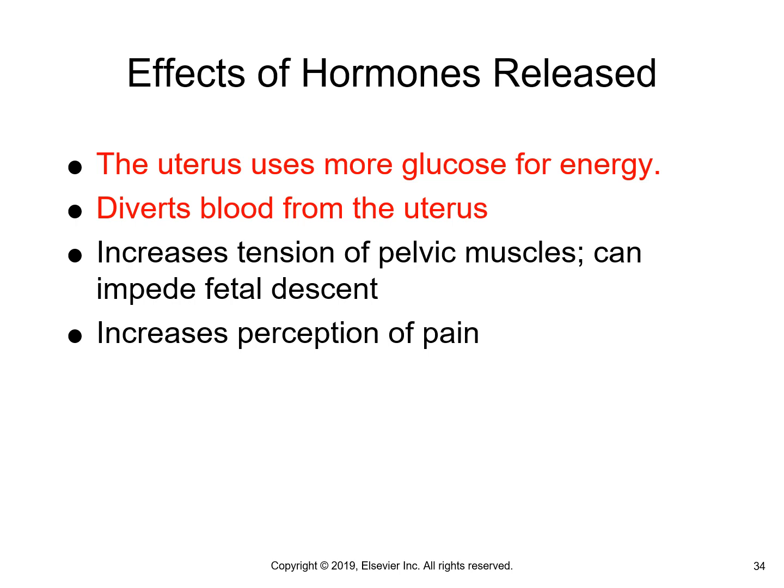Okay, so now the problem starts. The body's gonna try to compensate. What it's gonna do is the uterus now is gonna start using more glucose for energy. Then it's gonna divert the blood from the uterus. It's gonna increase tension of pelvic muscles and can impede the fetal descent, hence prolong the labor. It also increases the perception of pain.